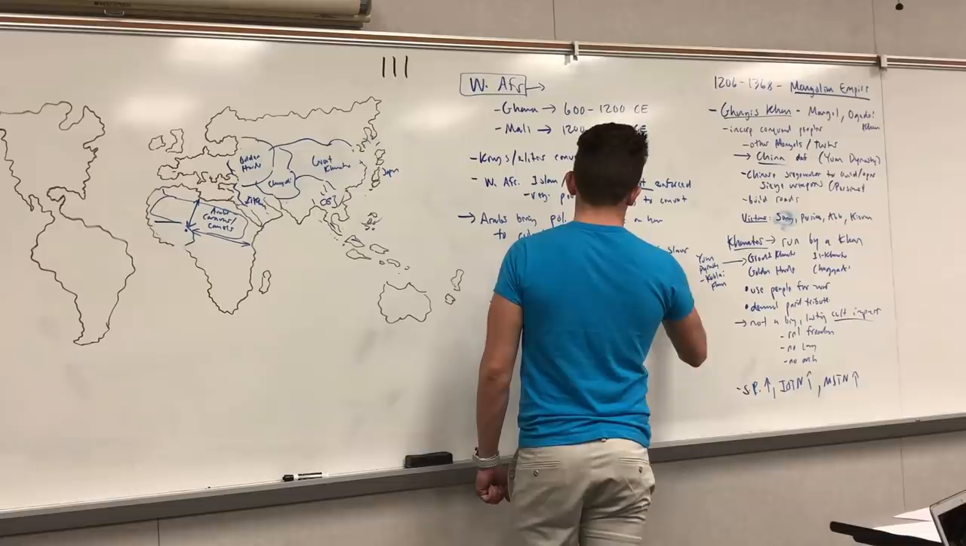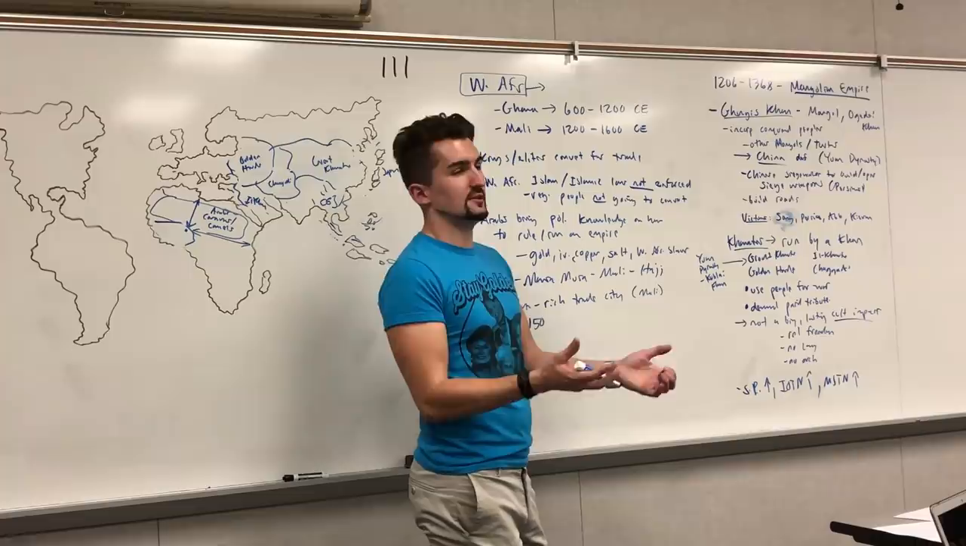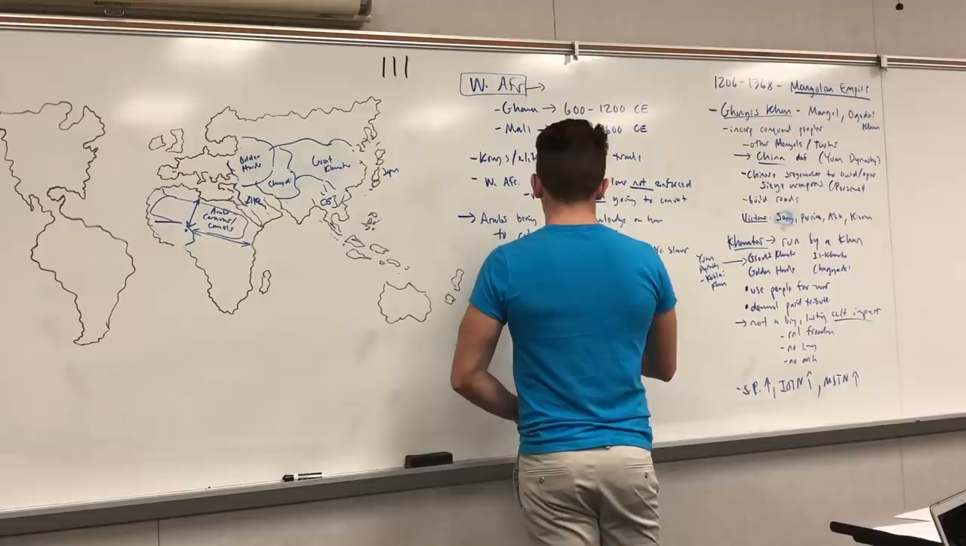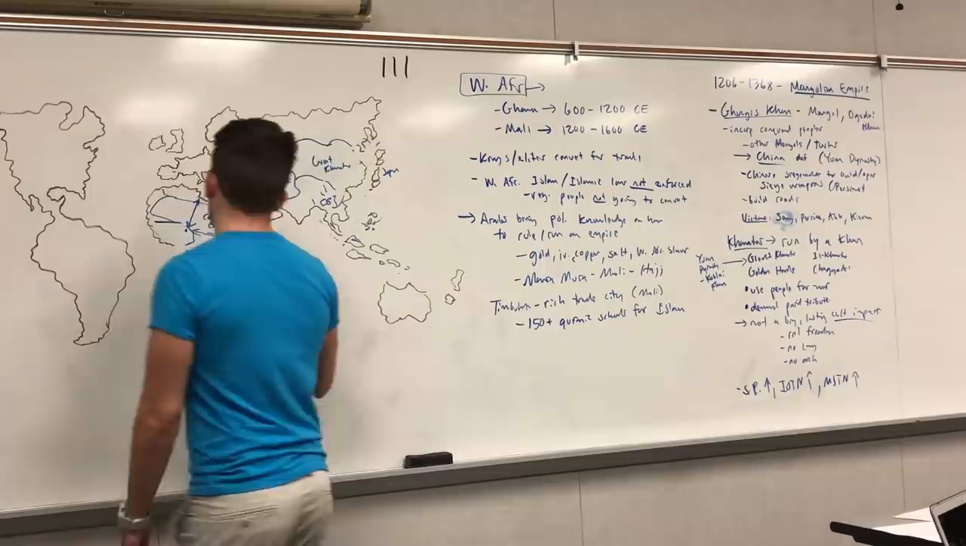And also it's going to be a big center for Islam. It's going to have about 150-ish Quranic schools, which again, the Quran is like the codifying document, or like a Bible or the Torah for Islam. 150 plus Quranic schools for Islam. And Timbuktu is going to be one of those powerful trade cities.